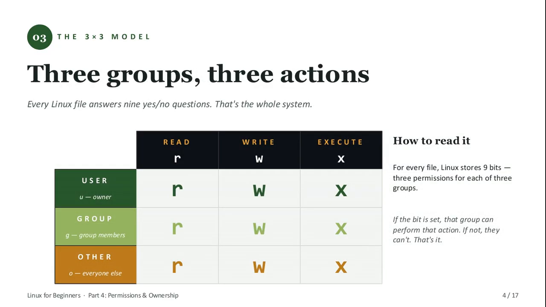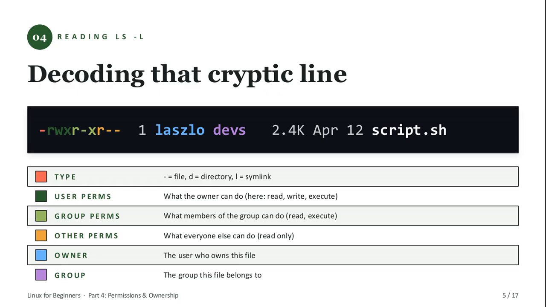So here's the entire model on one screen. Linux looks at 3 groups: the user who owns the file, the group assigned to it, and everyone else. And for each group, it answers 3 questions. Can you read it? Can you write to it? Can you execute it? That's 9 yes or no bits per file. Every permission rule you'll ever meet in Linux is just some arrangement of these 9 switches.